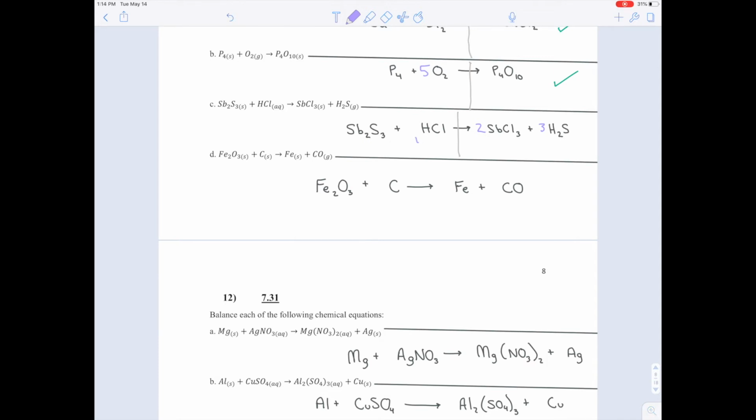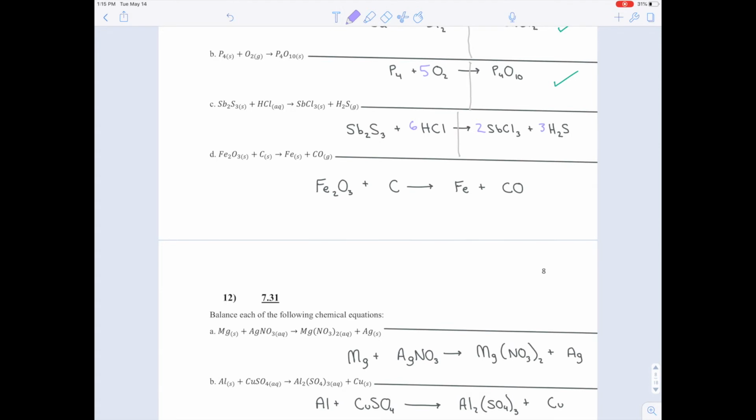Okay. How about the hydrogens? We have 1 hydrogen on the left. We have, remember to distribute, 3 times 2. That's 6 hydrogens on the right. So what can I multiply the smaller number, 1, by to give me 6? 6. 6 times 1 is 6. Okay, so now let's go back. We have 2 antimonies on the left, 2 antimonies on the right, so those are balanced. 3 sulfurs on the left, 3 sulfurs on the right, because it gets distributed, so those are balanced. We have 6 hydrogens on the left, and then 3 times 2, 6 hydrogens on the right, so those are balanced.